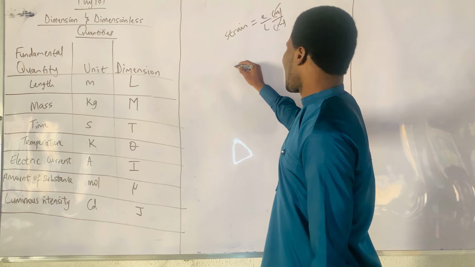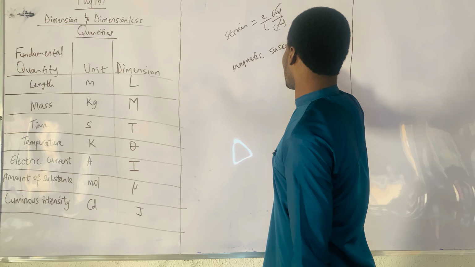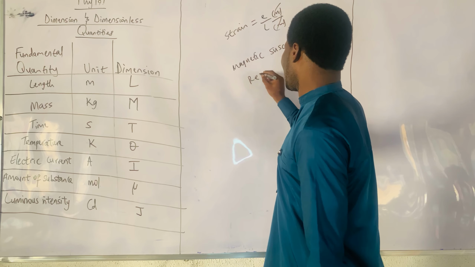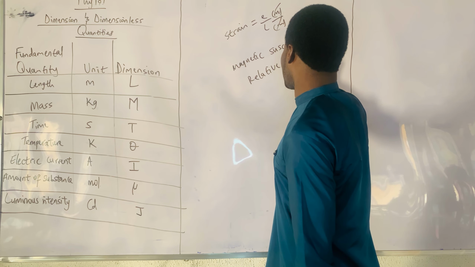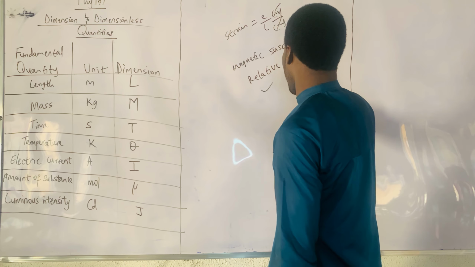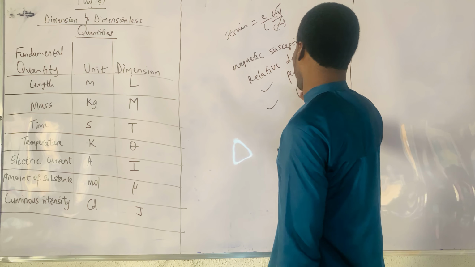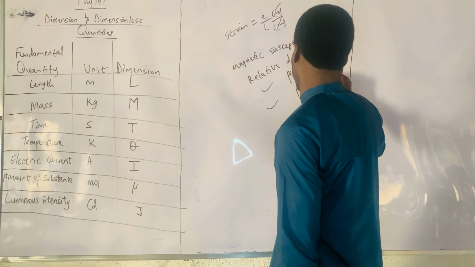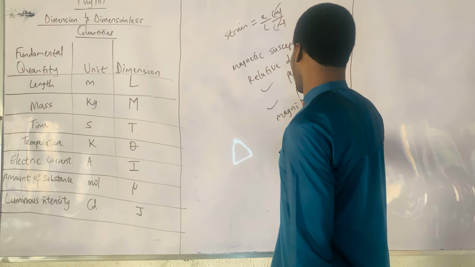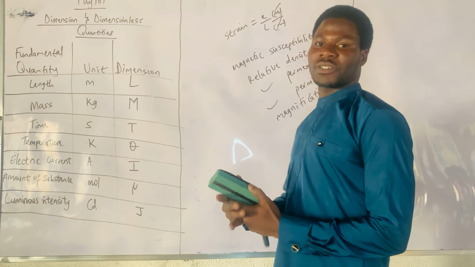It's a good example of dimensionless quantity. Strain. Magnetic susceptibility is another example of dimensionless quantity. We have relative density. Relative density is another example. We also have relative permeability, relative permittivity. We also have magnification, and so on and so forth. All these ones, they are dimensionless. Okay?